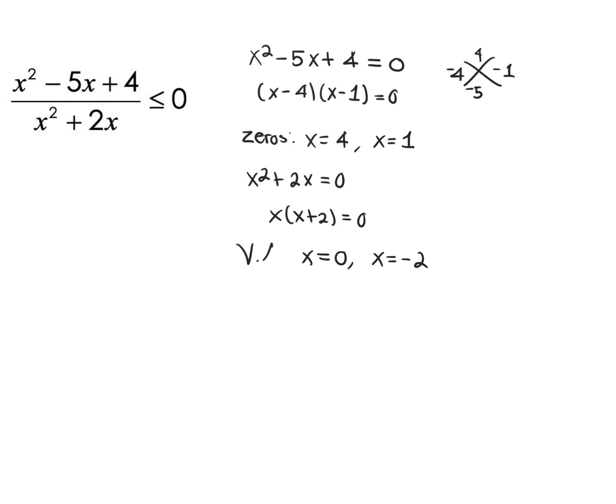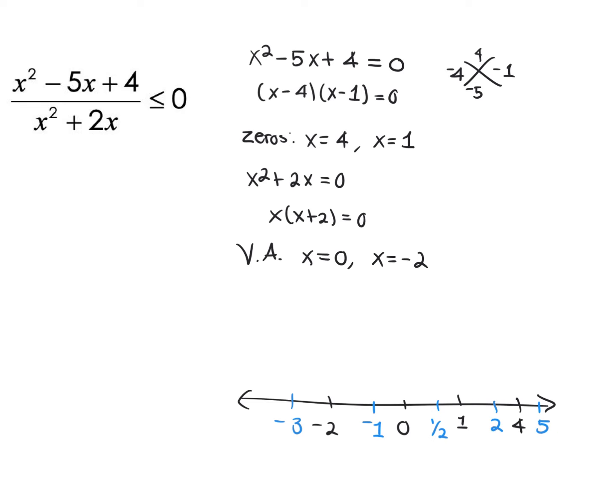These are the vertical asymptotes. So then we go ahead and we plot the points and we check points surrounding them. So we have negative 2, 0, 1, and 4. So let's check the values: negative 3, negative 1, 1/2, 2, and 5.